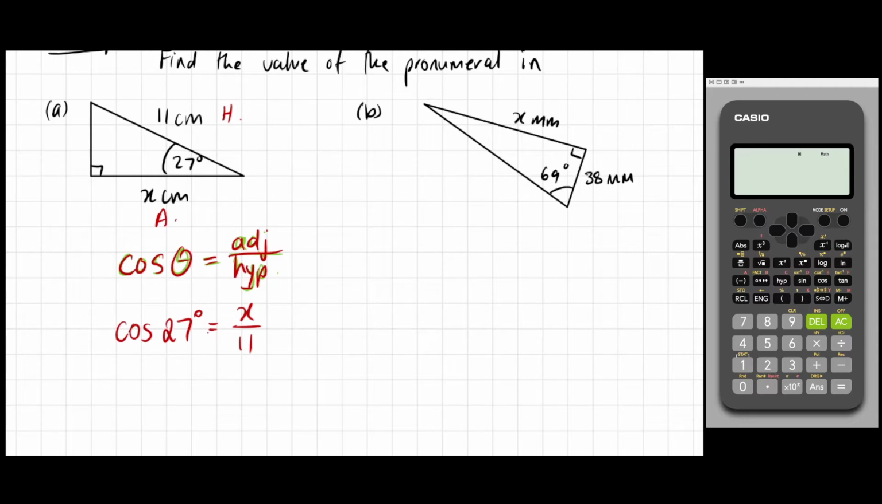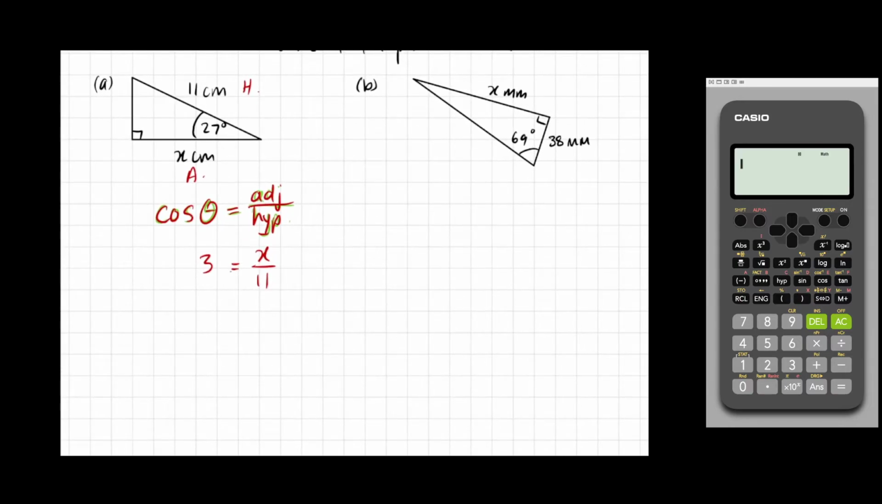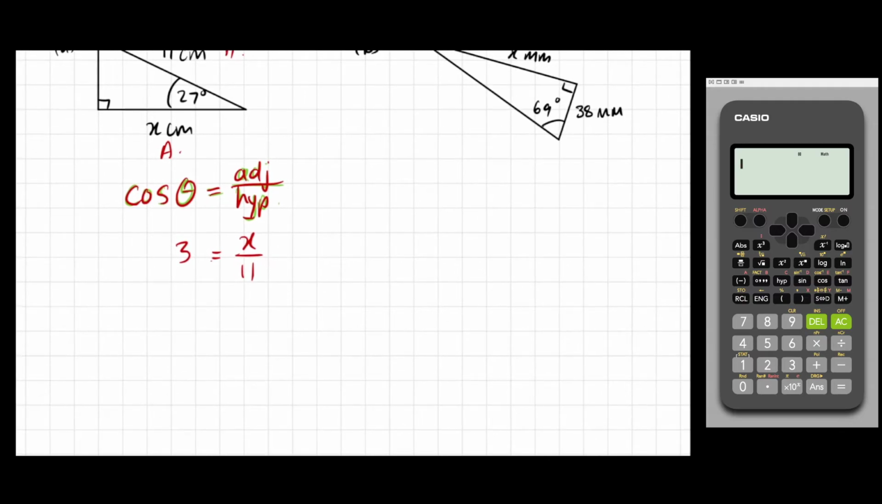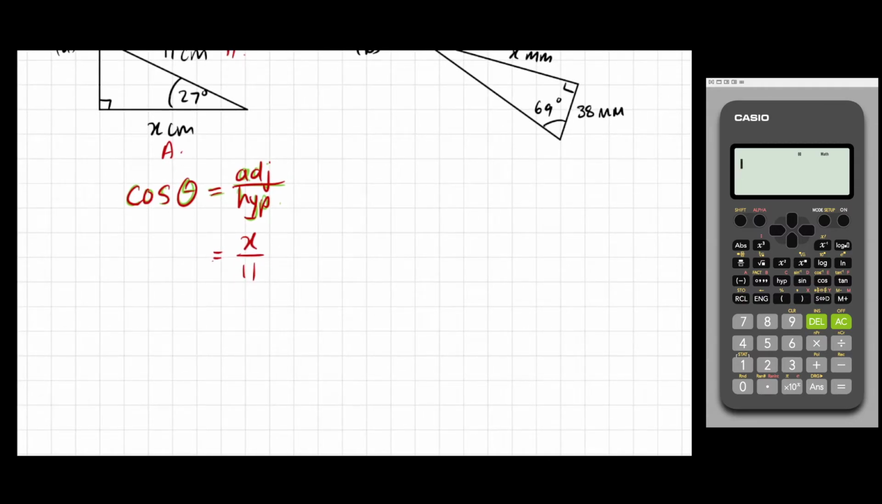Now what I'm going to do is rearrange this like it was an equation. If I was just to pretend for a moment that on the left-hand side I just had the number 3, you would know how to solve this equation. I'm hoping most of you would say, well, I'd multiply both sides by 11 and I would get 33 is equal to x, because 33 divided by 11 is equal to 3. Oops, sorry about that. The same thing occurs if we have a trigonometric ratio here as well.